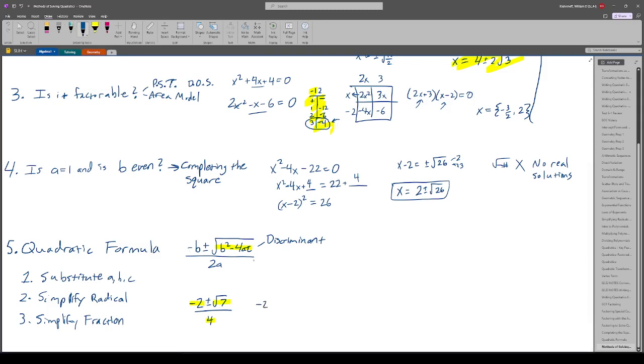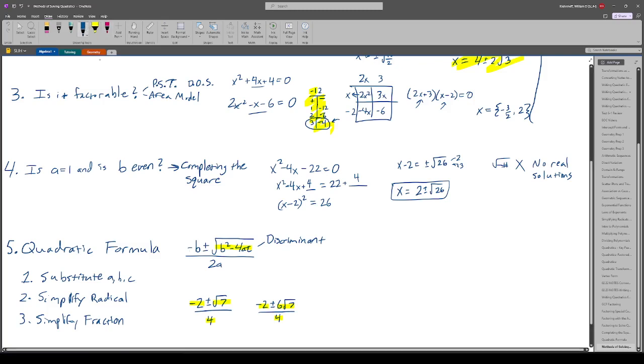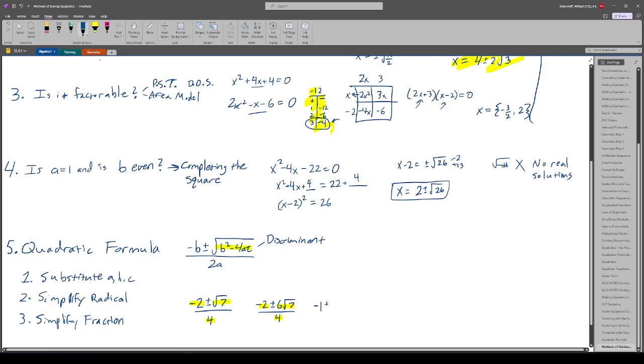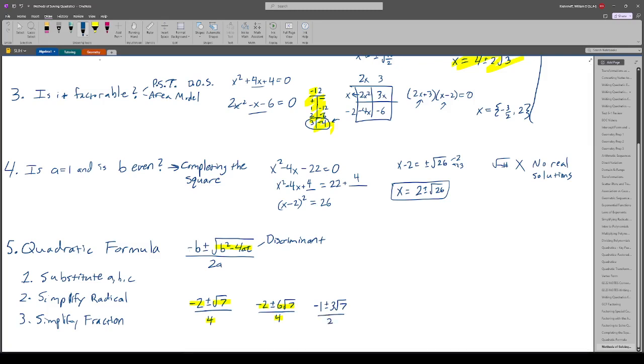If I had negative 2 plus or minus 6 root 7 over 4, this would be fine. I could simplify this, so I have an even number, an even number, and an even number. Or for the second one, an even coefficient. So if I divide all of those by 2, I would get negative 1 plus or minus 3 root 7 divided by 2. So I divide all 3 terms by 2 to reduce that fraction.